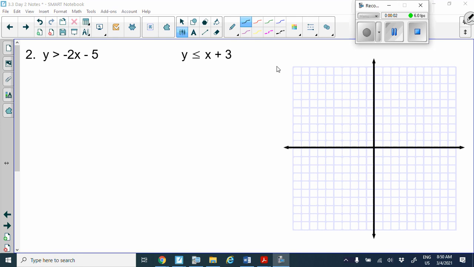Hey guys, so here is part 2 of the 3.3 day 2 notes. We're going to continue to solve systems of linear inequalities.